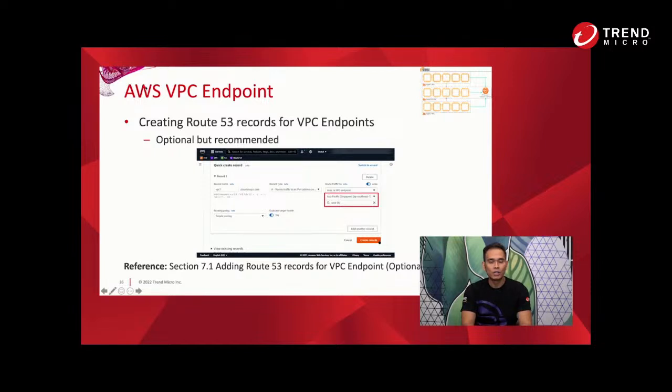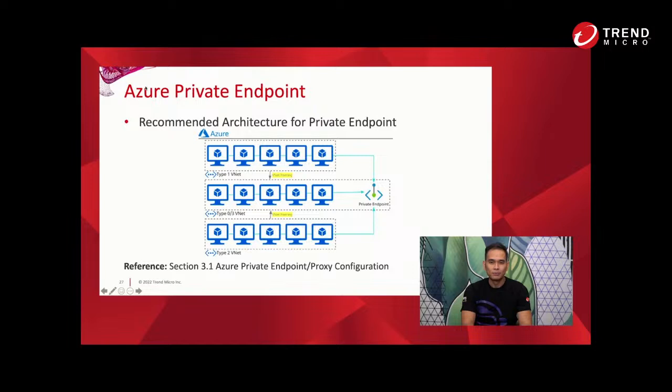This is for the creation of the Route 53 for VPC endpoints. This is optional but recommended as best practice, especially if you have multiple endpoints to manage. Okay, so I've gone through the AWS network requests and the VPC creations.